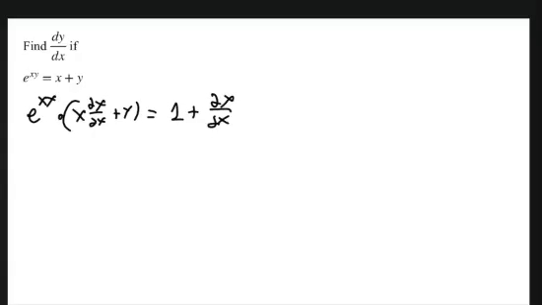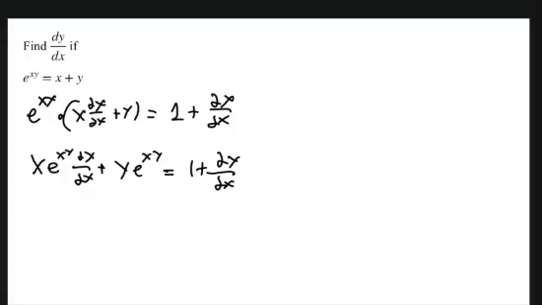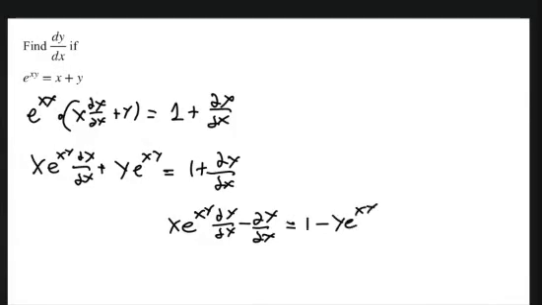Now we solve for dy/dx, and as you can see, there's a dy/dx on both sides. So we can expand first. So we get x e to the power of xy times dy/dx plus y e to the power of xy equals 1 plus dy/dx. Now we move all the dy/dx terms onto one side. So we get x e to the power of xy times dy/dx minus dy/dx equals 1 minus y e to the power of xy. And we can factor out dy/dx.